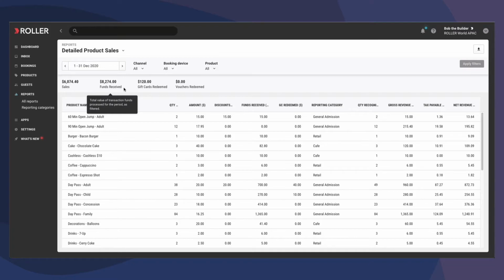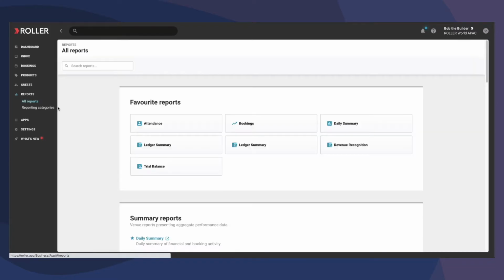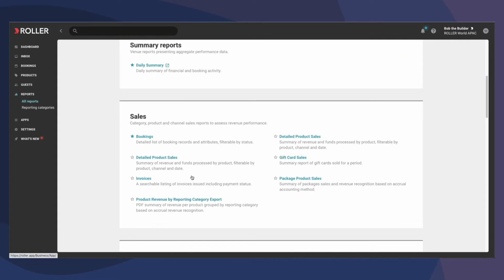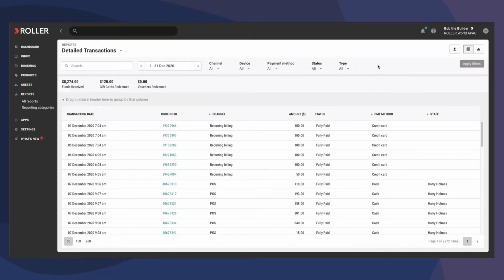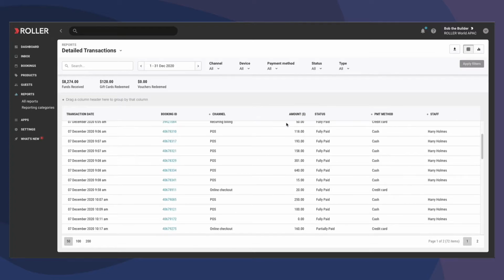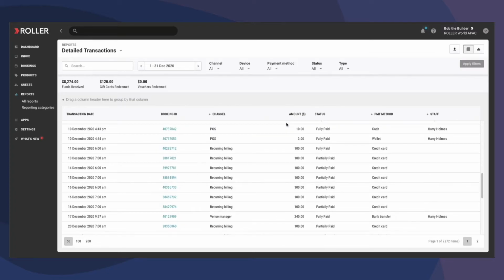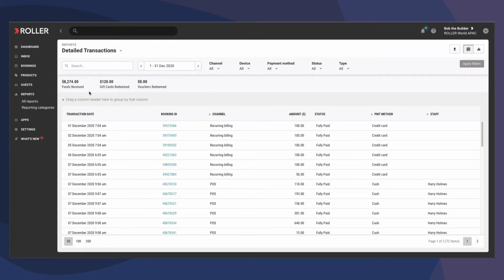To find a summary of the funds received and gift cards redeemed for a particular period of time, you can utilize the detailed transactions report. This report will have 1 entry for every payment or refund that is processed through the platform at the time this transaction occurs. Funds received figures in this report should reconcile against the revenue report and detailed product sales report.